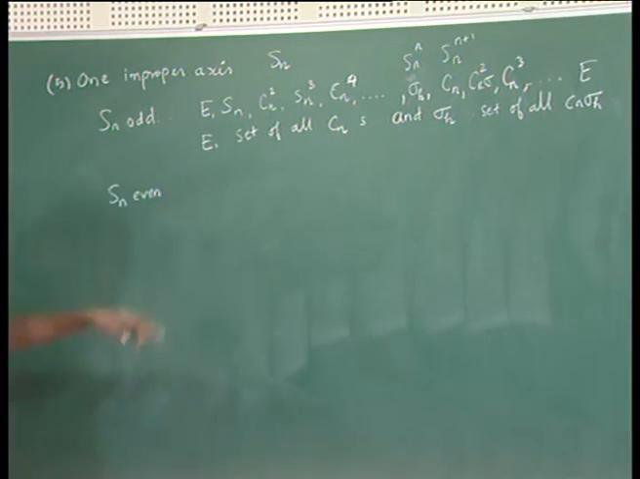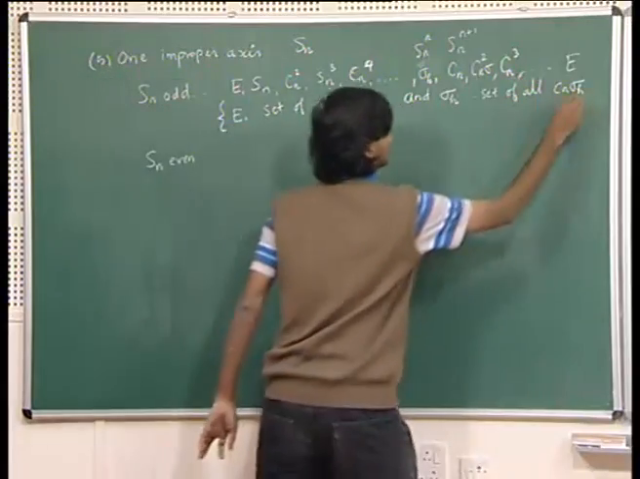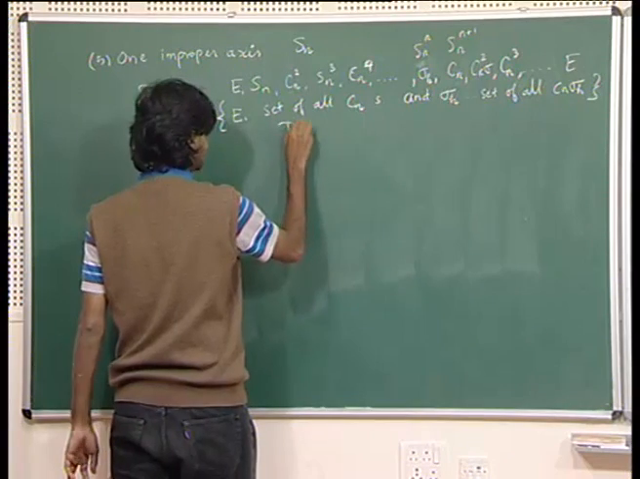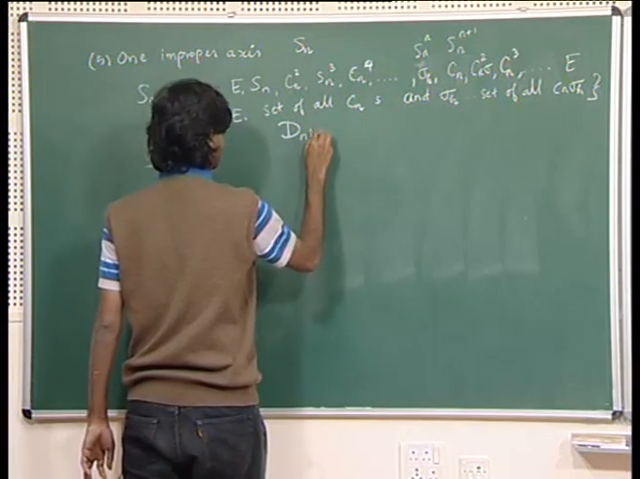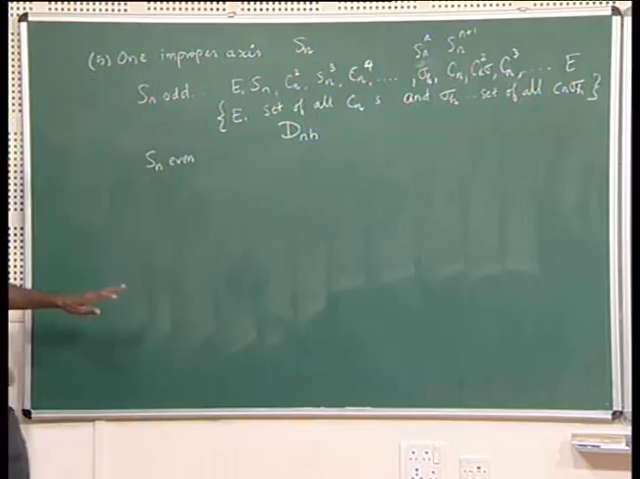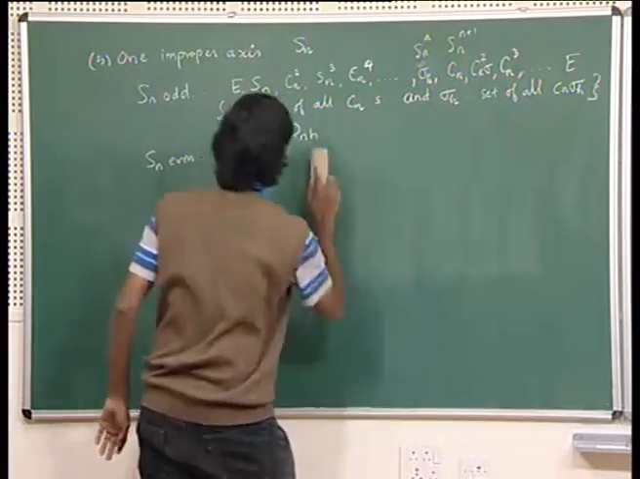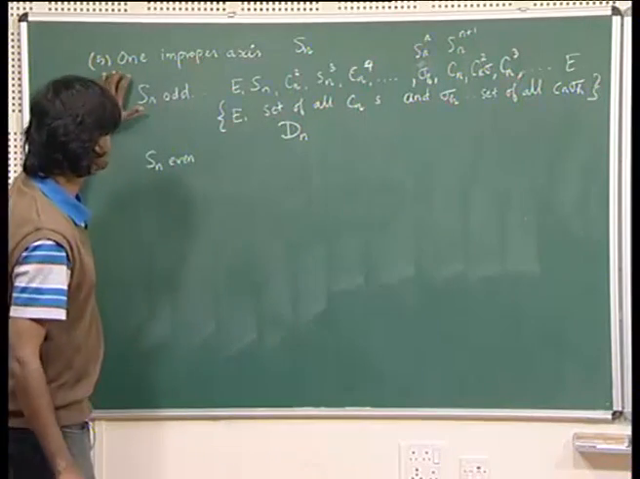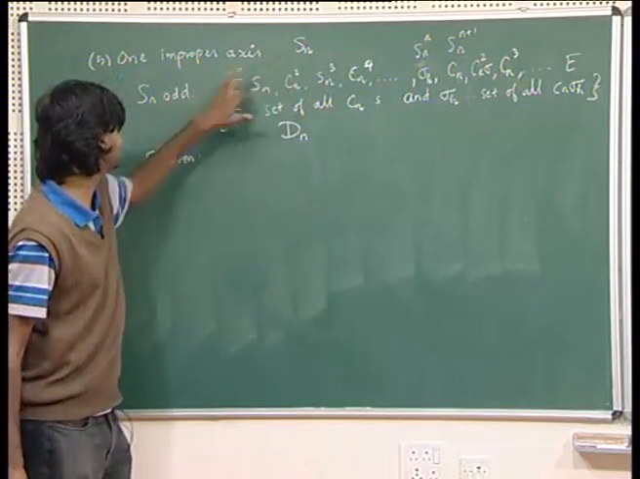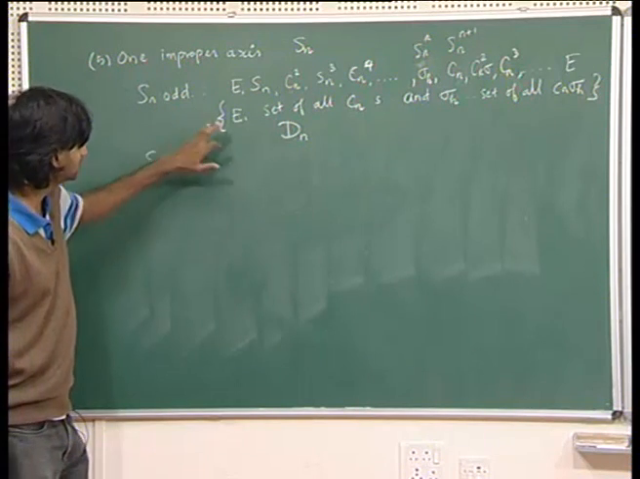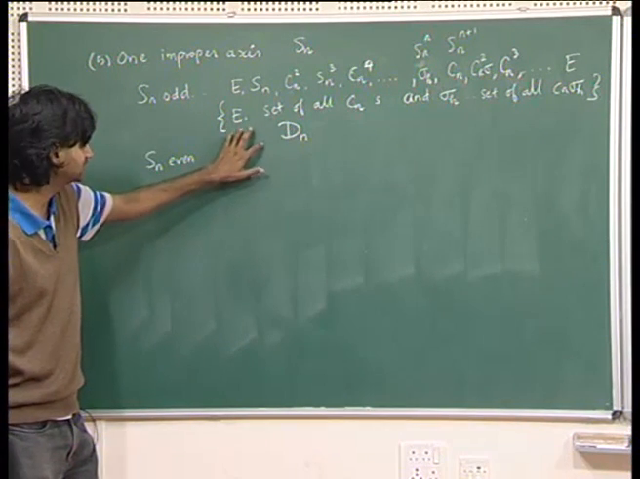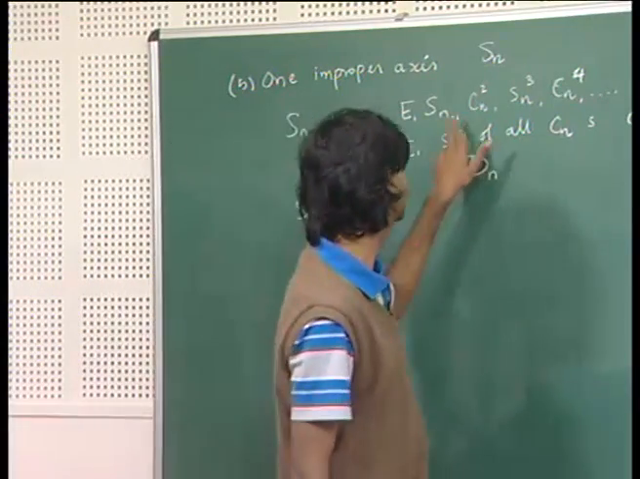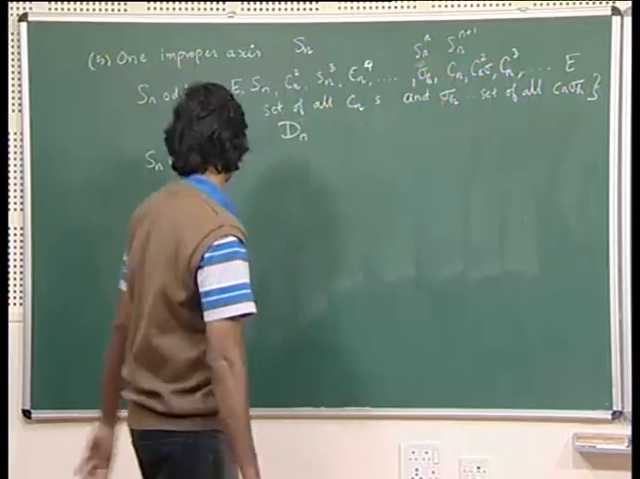Okay, so these are the various operations, and this group is denoted by D_n. It's just denoted by D_n. Okay, so if you just have one improper axis S_n, where n is odd, then you have essentially 2n elements, and the group is called D_n. The 2n elements are generated by C_n and sigma.